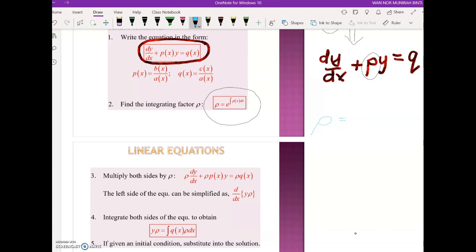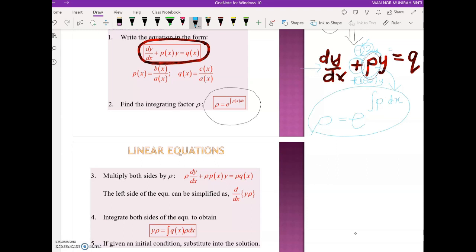You have rho equals exponent of the integral of p with respect to x. So find your p and plug it in here. If you have negative 2y equals something else, then p is negative 2, because the standard equation has a plus, but here you have a negative. To match the standard equation, you have plus negative 2 times y, so your p is negative 2 instead of 2. This is what we call the integrating factor.